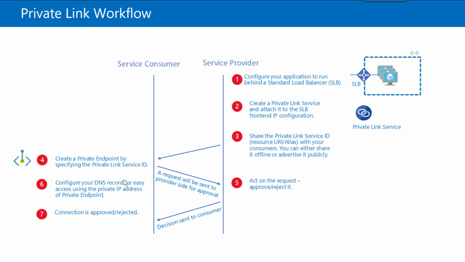Once that is done, the request is sent to the provider. That means this provider says yes, the connection is secure, I am approving it, so it approves that. Once the approval is sent, the connection is approved, or if it is rejected, then the connection is rejected. If it is rejected, you won't be able to access the resource. If it is approved, then you are able to access the resource.